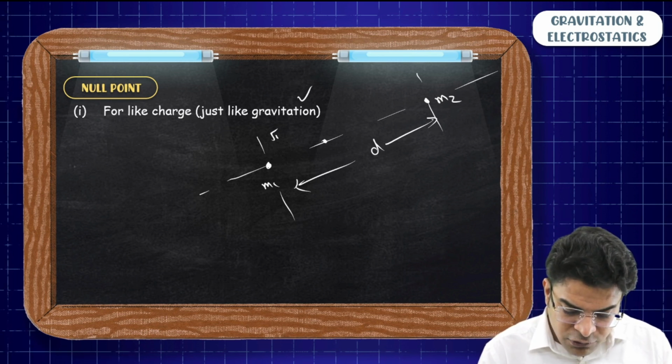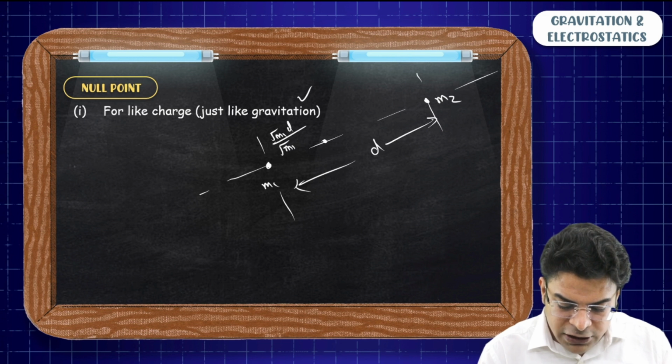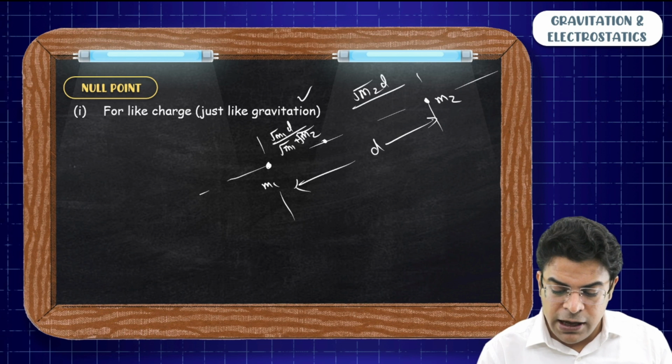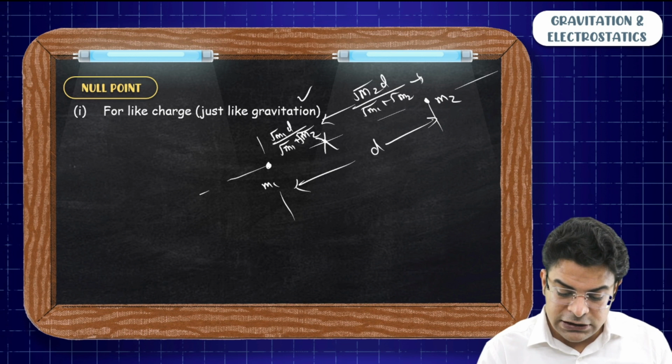At a distance of root m1 d by root m1 plus root m2 from m1, and at a distance root m2 d by root m1 plus root m2 from m2. This is the position of the null point.